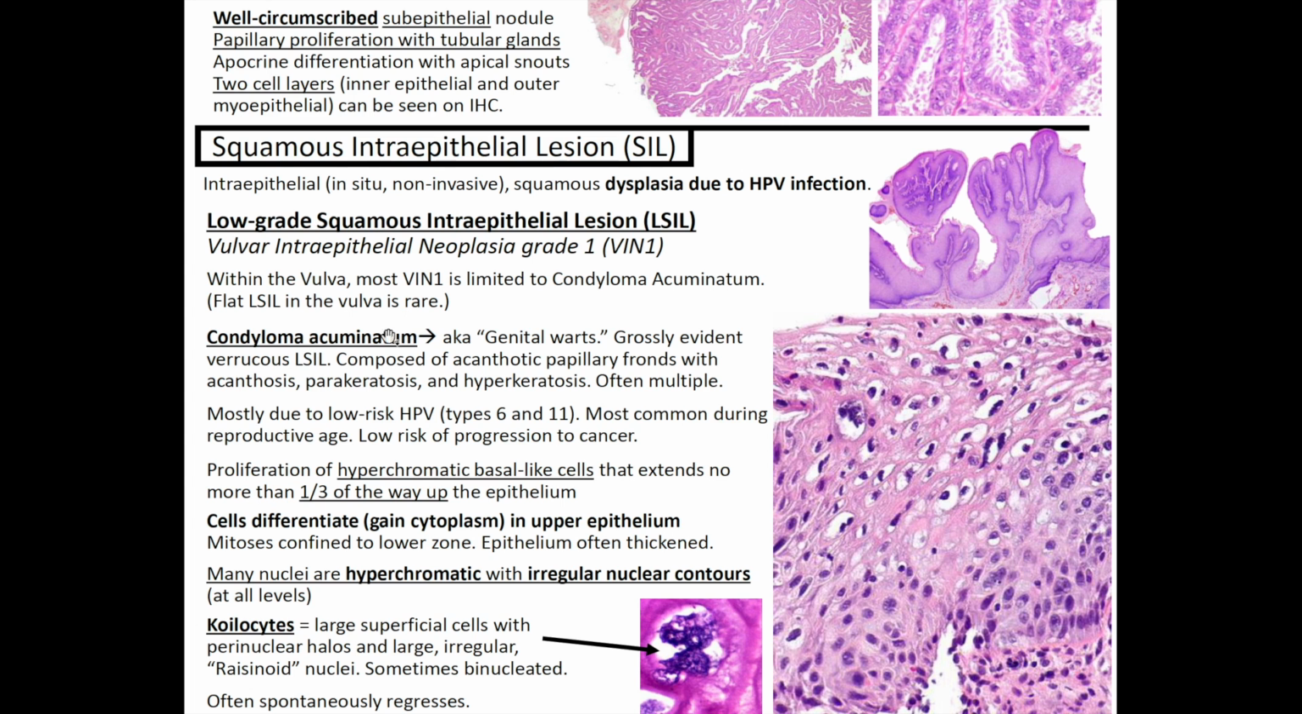Many of the nuclei are hyperchromatic with irregular nuclear contours at all levels, and you classically see the koilocytes, which are large superficial cells with perinuclear halos and large irregular raisinoid nuclei. Sometimes the koilocytes can be binucleated, and LSIL or condyloma acuminatum often spontaneously regresses, so you can observe it or do an excision, cautery, or treat it with imiquimod.